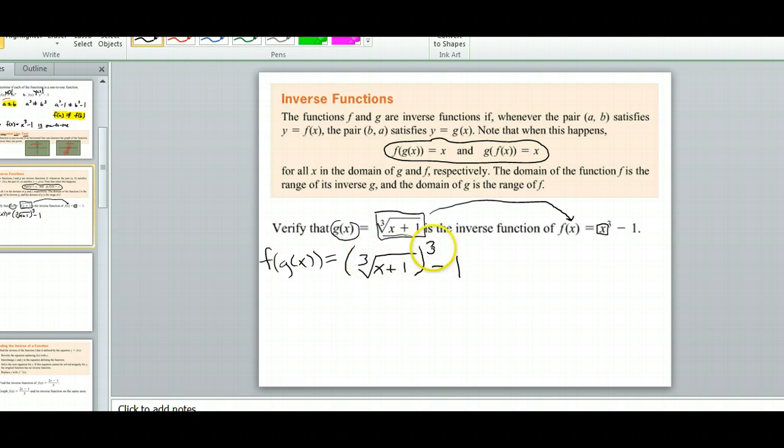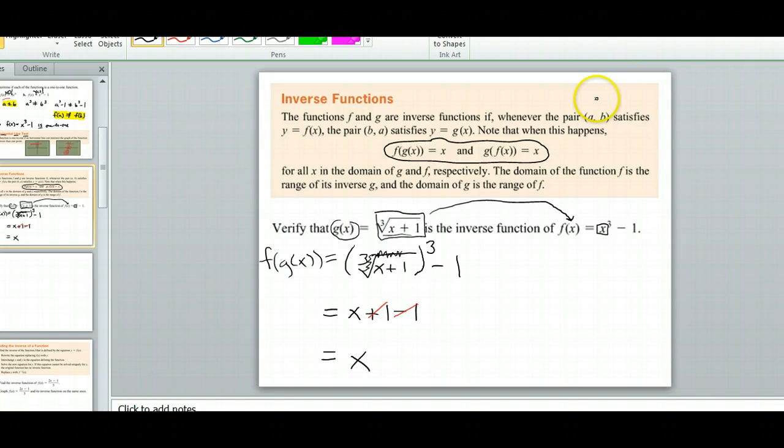Alright, what happens when you cube a cube root? It takes away the root. So these two kind of wash each other out, and we just end up with x plus 1, what was underneath the radical. And then what are we doing to that? We're subtracting 1 from it. And then the plus 1 and the minus 1 wipe each other out. And what are we left with? We're left with just plain old x. What did this thing say we needed to get? We should get x for both.